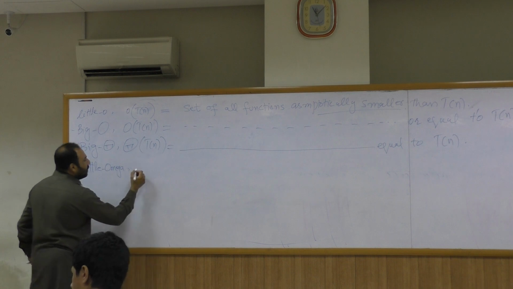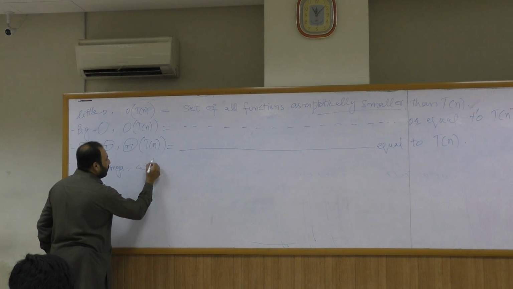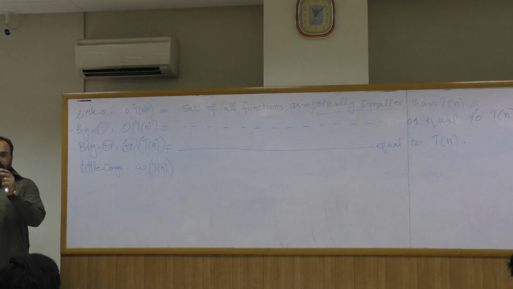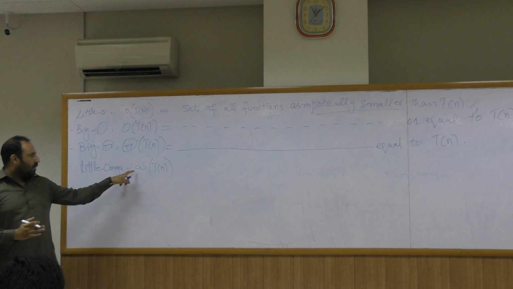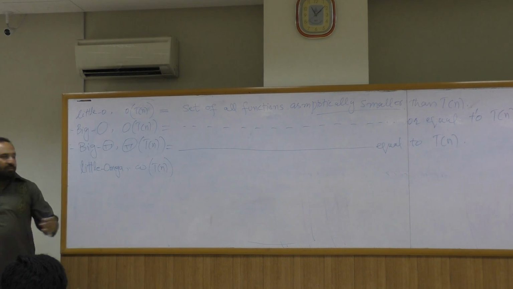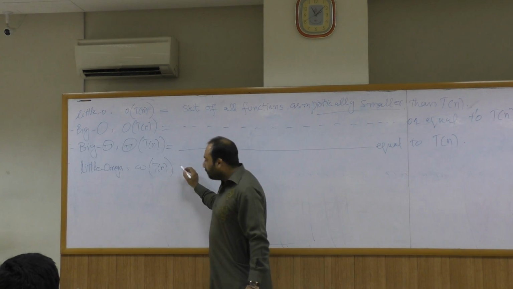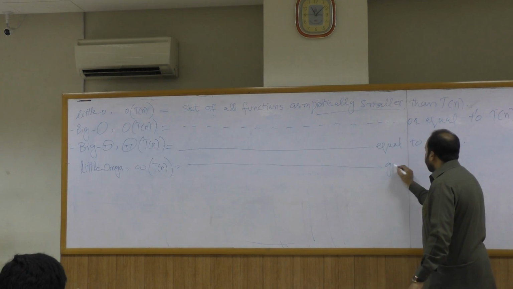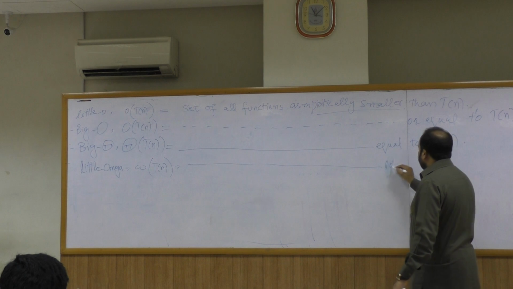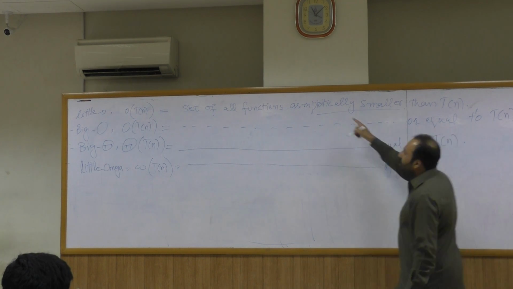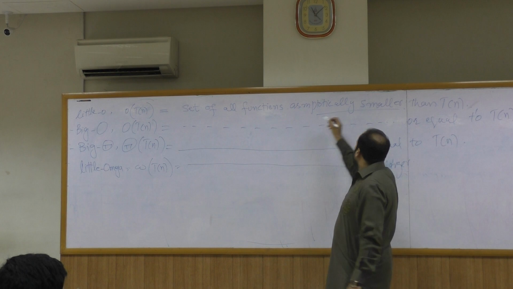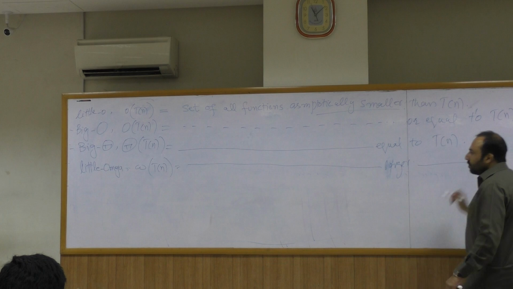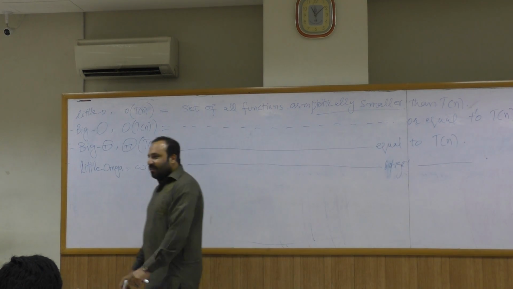Little omega is written as this, a round shaped w. This is the set of all the functions that are asymptotically greater or larger. This is actually the reverse of little o. In little o, where smaller was written, if you write greater instead, the set becomes little omega. Now look at an example.